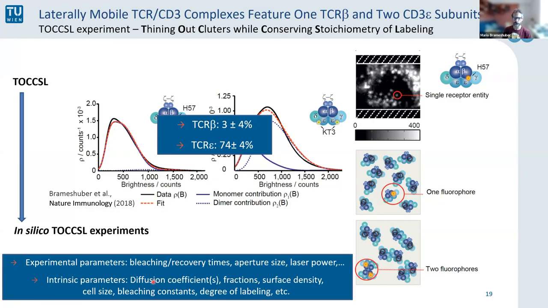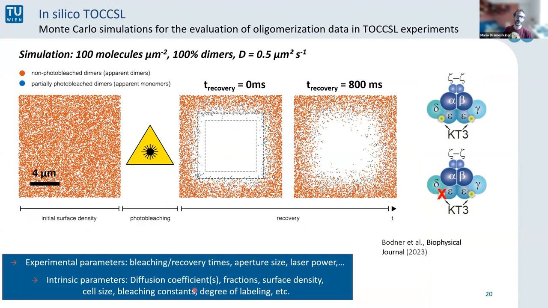So we know the diffusion constant. We know the surface density and the cell size. We did bleaching curves of the dye. So we know everything about our system, and we can take all this knowledge and put it into a computer simulation. And this is what the result of the computer simulation looked like.